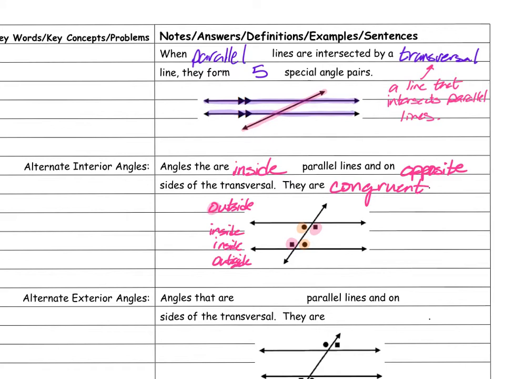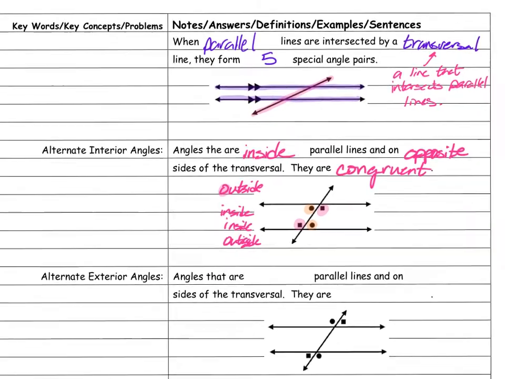Okay, so now we're going to go ahead. I'm not going to write the outside, inside, inside, outside anymore. You just know that that's how it is. If it's on the outside where there's more space, it's the outside. If it's between the parallel lines, that's the inside. Okay, so now we're going to go to our next special pair.